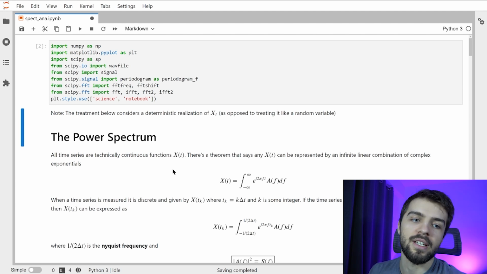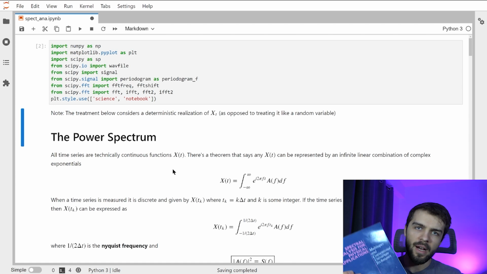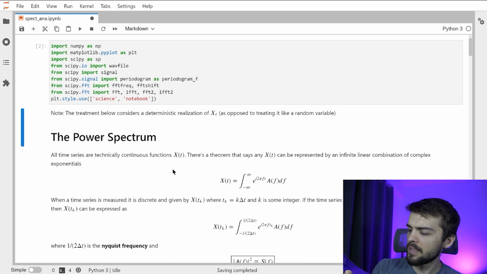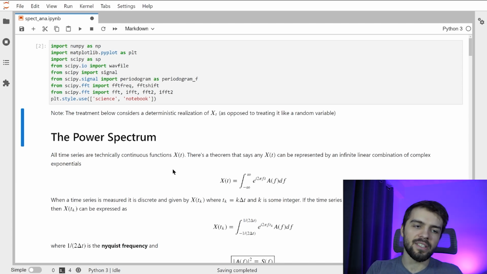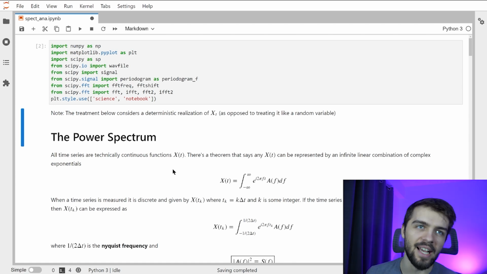If you are interested in treating them as random variables, there's this book I have here by Donald Percival. It's backwards in the camera, of course, but Spectral Analysis for Physical Applications. I'll put a link in the description, but it's a fantastic book. It did take a little while to come. I think it's kind of hard to get your hands on. I think it took about a month or two after I ordered it, but great book.